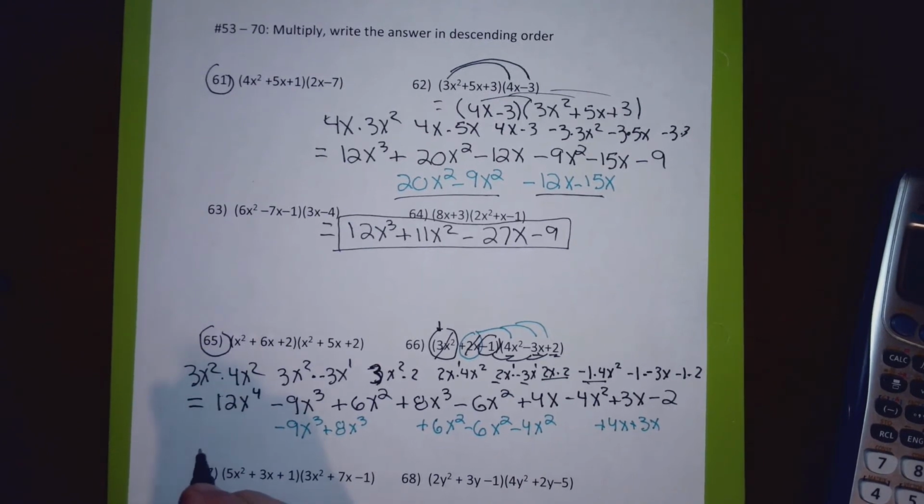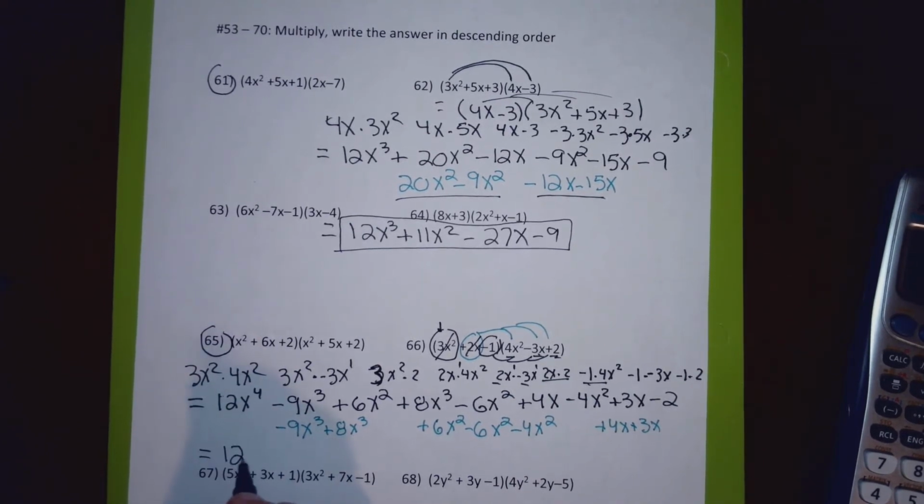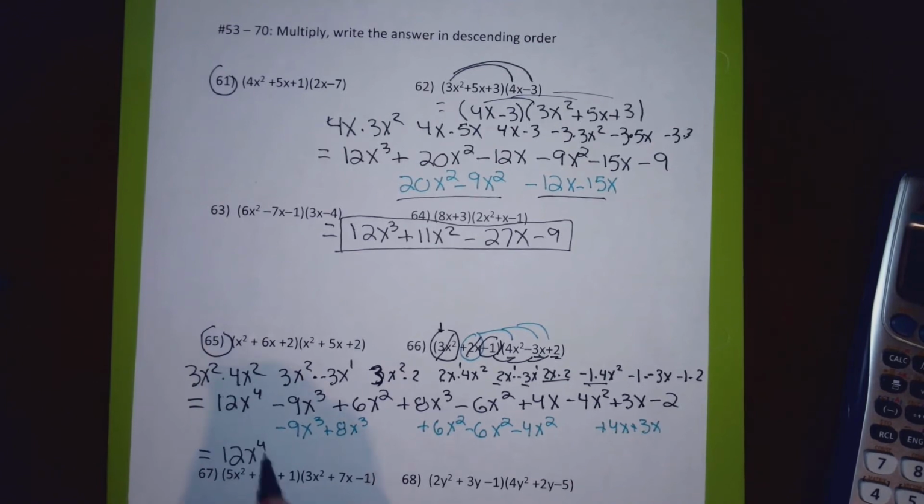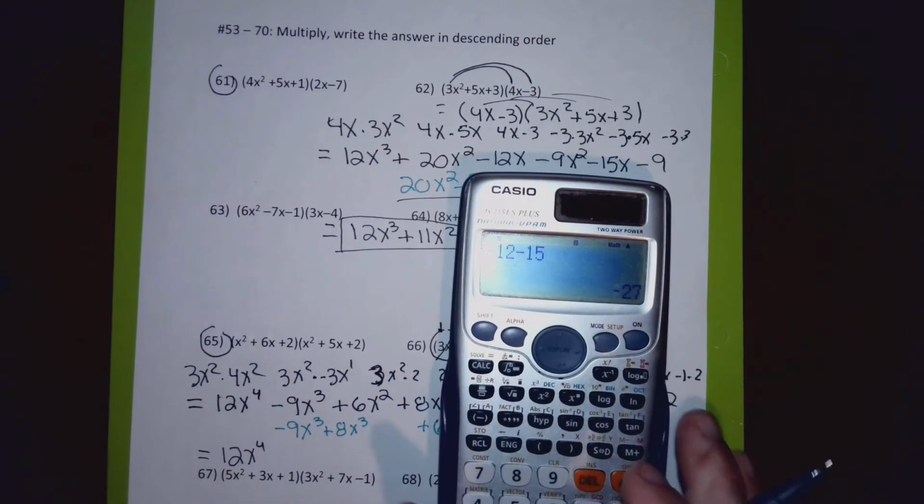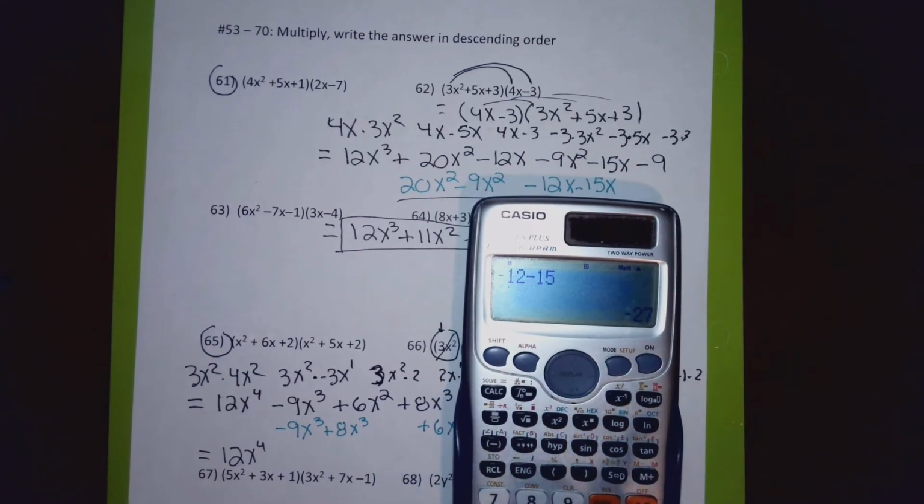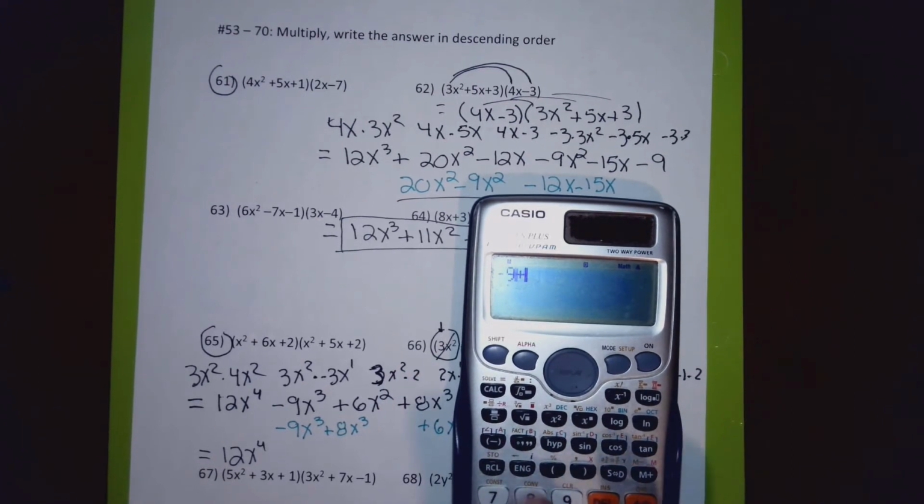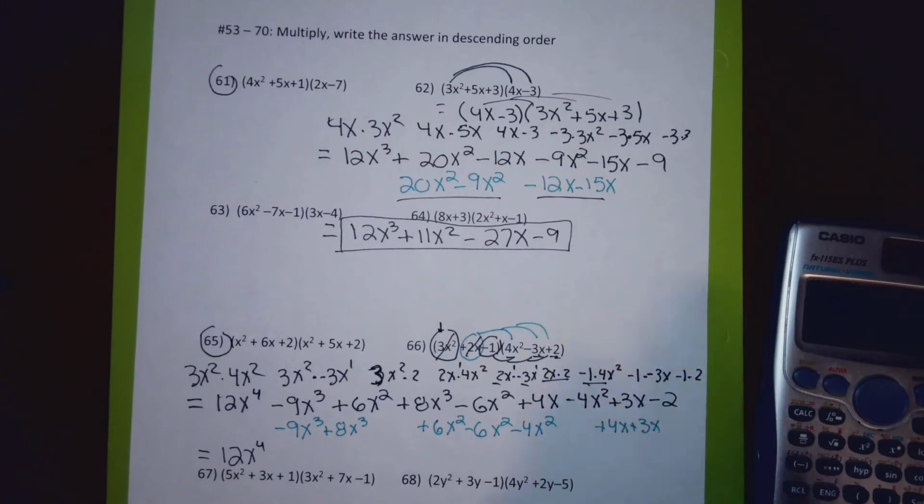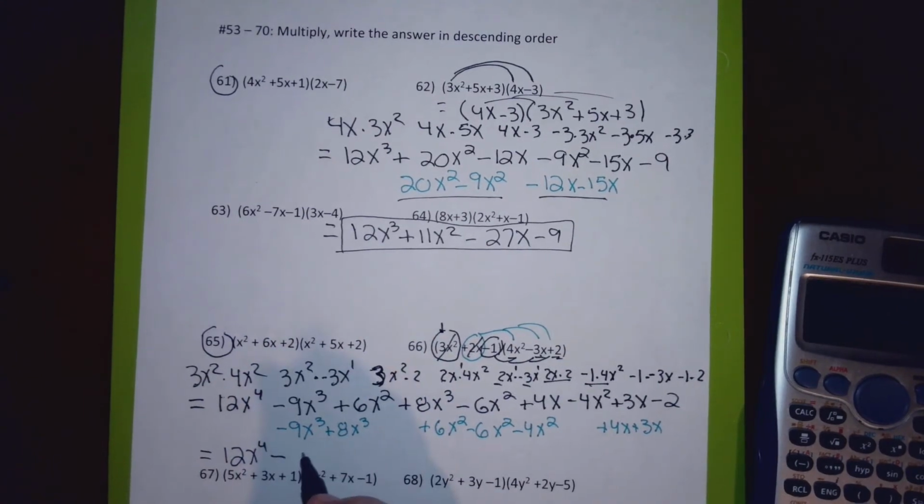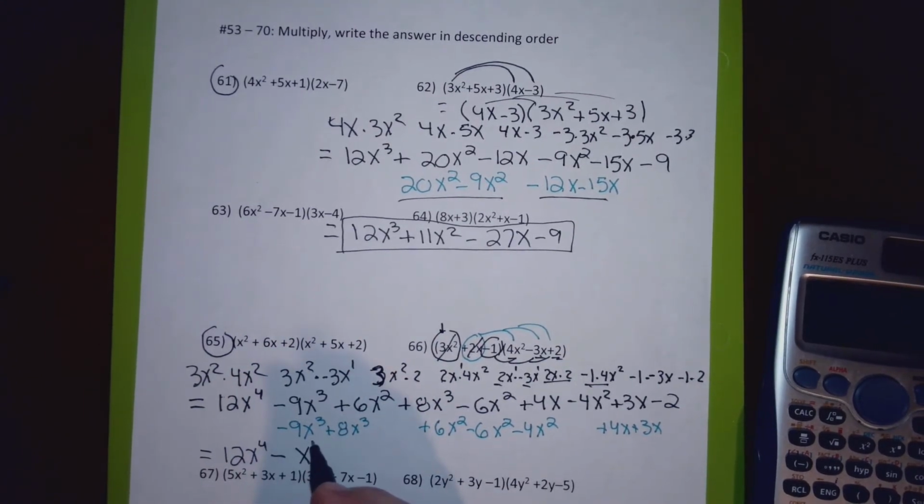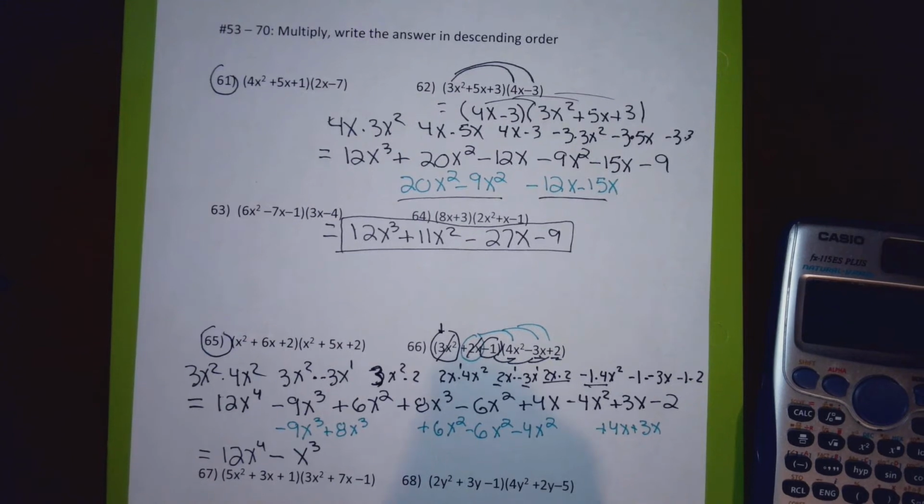I'm going to bring down the 12x to the 4th. It needs to be the lead term in my answer because it has the highest exponent. And then I'm going to worry about the negative 9 plus 8. I'm going to get a negative 1 in front of the x cubed. I'm going to skip writing the 1, but I can have it. Either I'm going to write negative 1x cubed or just negative x cubed.